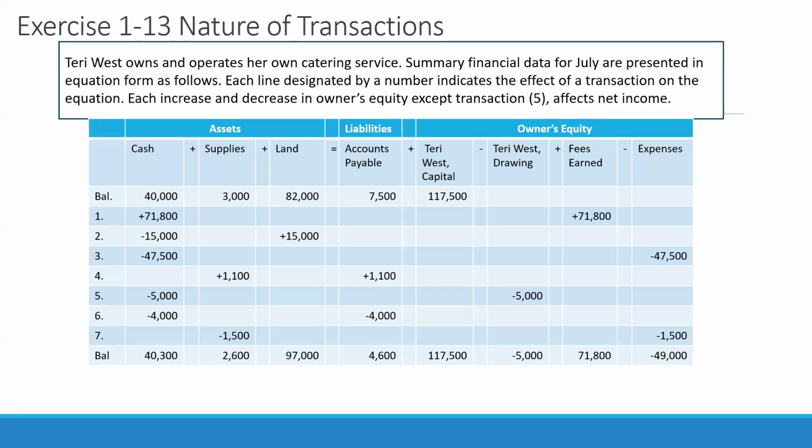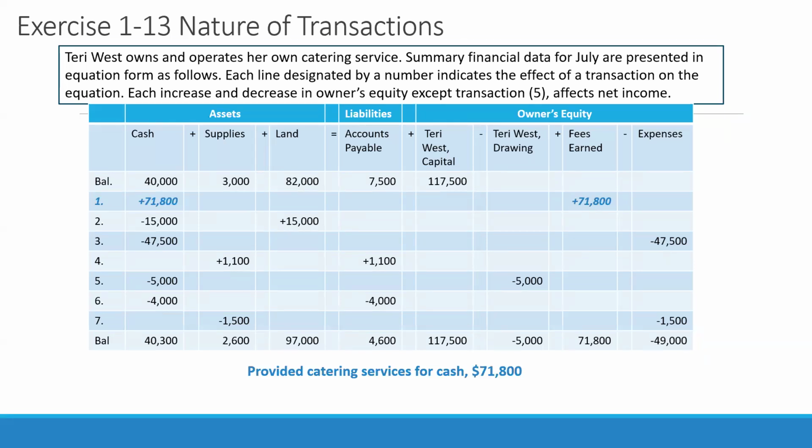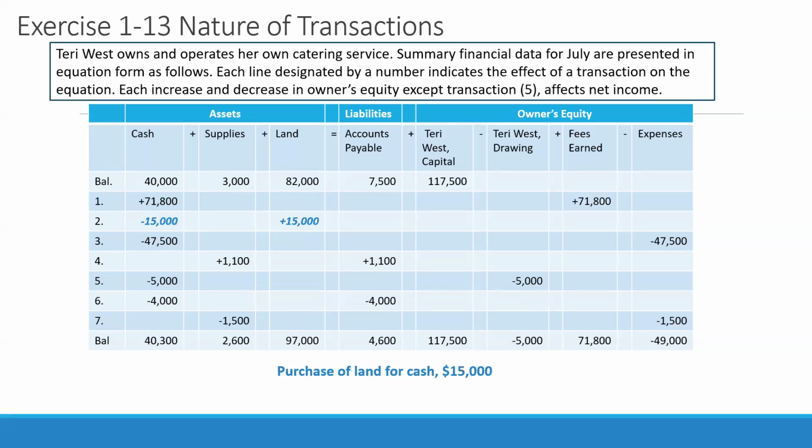Okay, so going over each one of these, each of these transactions, except transaction 5, impacts net income. So transaction 1 is provided catering services for cash. That's going to increase fees earned, which is a revenue account, increases net income.